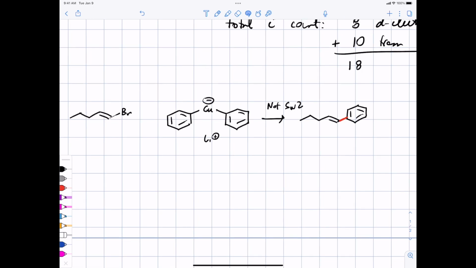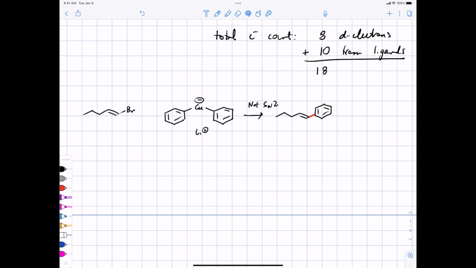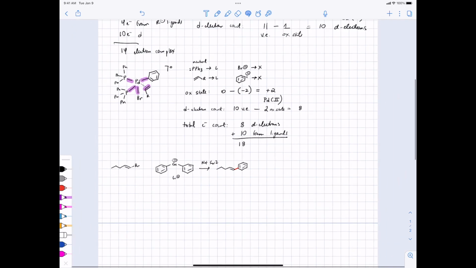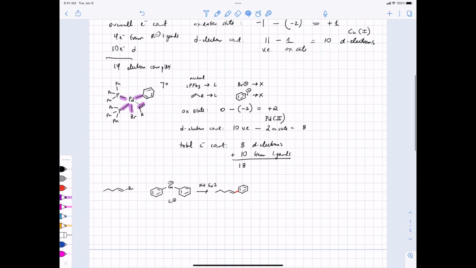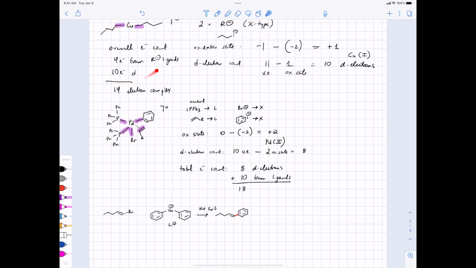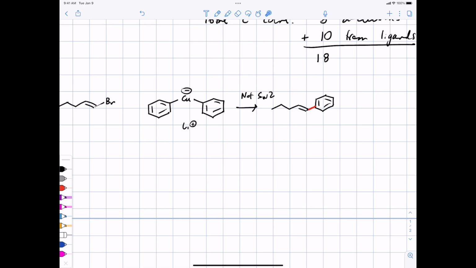Okay, so we talked about this reaction last time, a carbon-carbon bond forming reaction. I want to illustrate the mechanism now, and we're going to use what we've learned so far about d electrons and oxidation state to follow along. So this is a cuprate. What we do now is going to be similar to what we did up here. This is a copper in its +1 oxidation state.